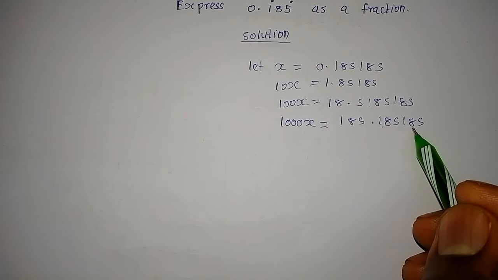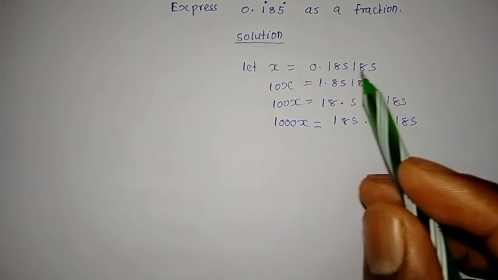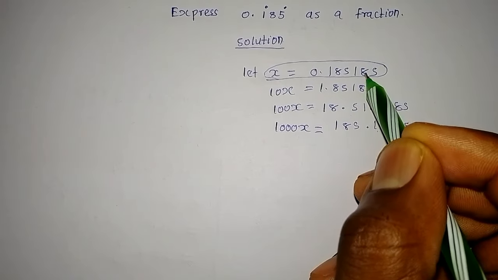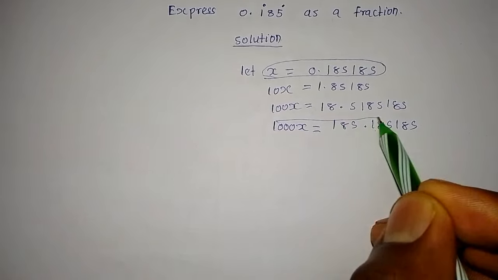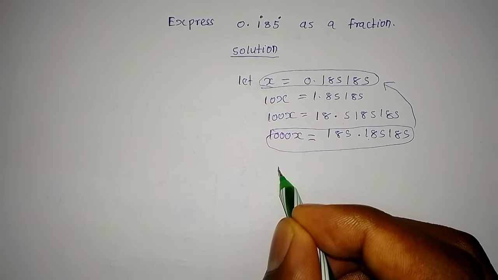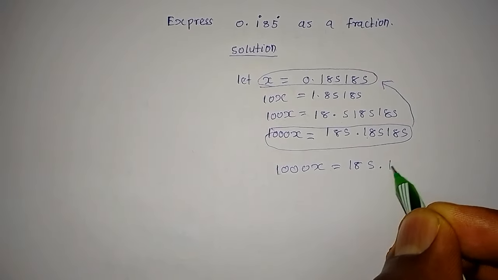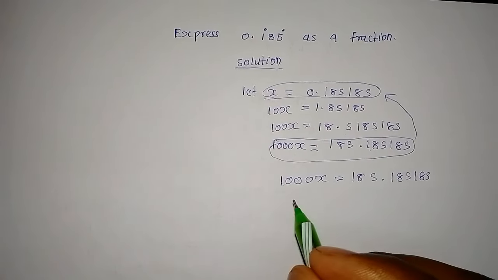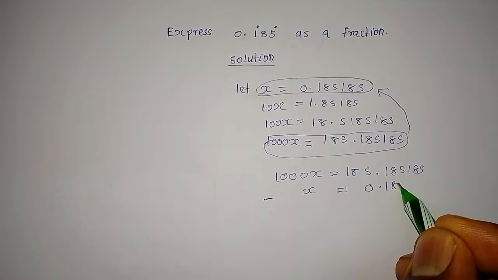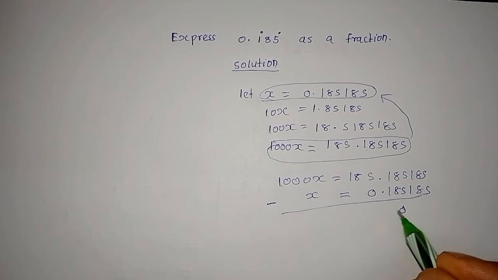Let's see. 185185 is not similar to 5185 and is not similar to 85185, but is similar to the value of x, which was 185185. Now, what you're supposed to do is take this one, subtracting this one. This will give us 1000x, which equals 185.185185, subtracting x, which equals 0.185185. And when you subtract on the right hand side, you are going to get a 0.